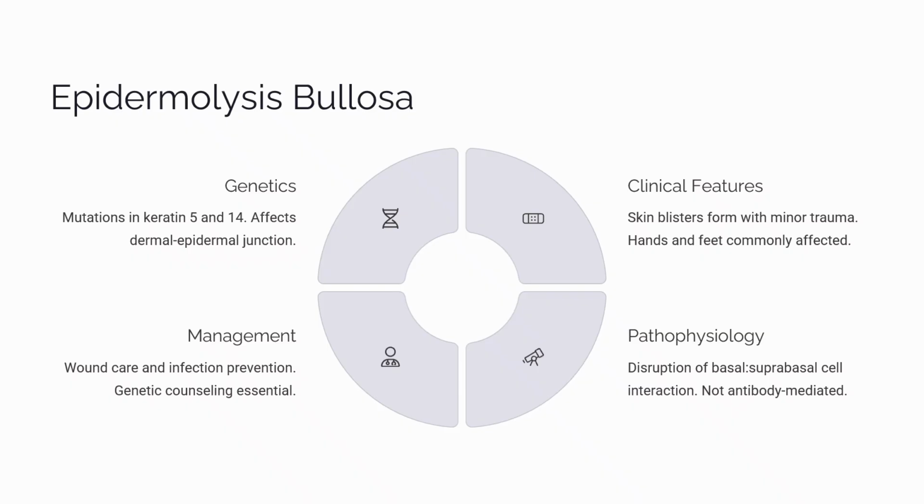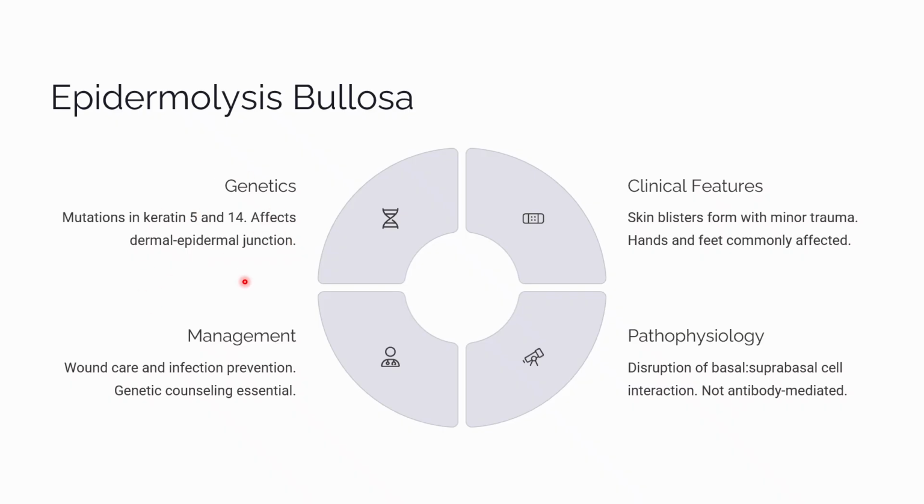Now we have the third condition, that is epidermolysis bullosa. Epidermolysis bullosa is similar to pemphigus vulgaris and bullous pemphigoid, but the only thing is it is not due to autoantibody. Here it is due to genetics. It is a genetic disease where there are mutations in keratin 5 and 14. The mutation in keratin 5 and 14 will affect the dermal-epidermal junction.